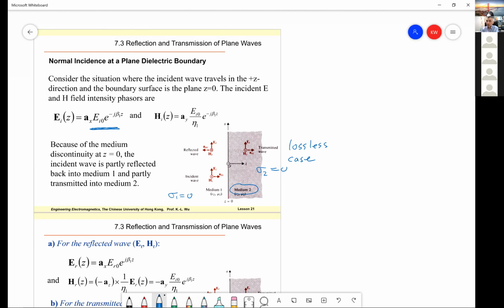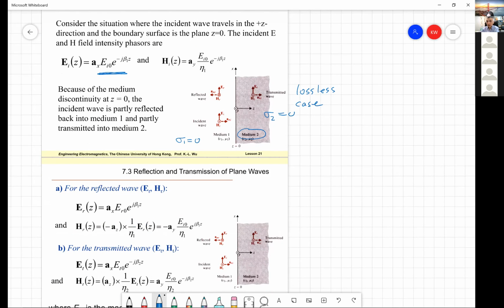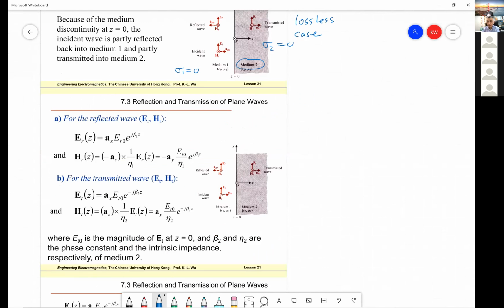So this is the incident electric field and incident magnetic field. Again, I assume a reflected wave also polarized in the same direction as the incident wave, and the magnitude I don't know. By the same token, I can write the magnetic field of the reflected wave. The reflected wave propagates only in one direction, which is the minus direction, so it is a traveling wave. I can apply Ohm's law again.